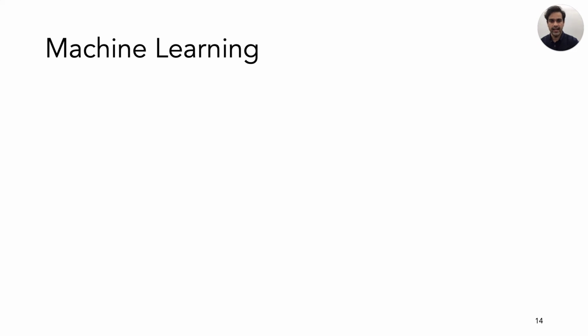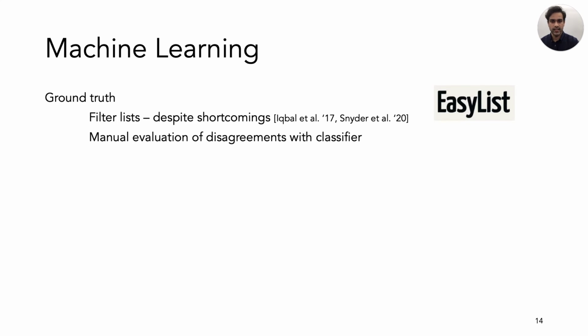After extracting the ad and tracking and functional patterns from the graph, we use them to train a machine learning classifier. As a first step, we label the extracted patterns with ground truth. But unfortunately, we do not have a perfect oracle to determine what is an ad and a tracker. The best thing available to us are filter lists, such as EasyList. And despite their inaccuracies, we rely on them to label ads and trackers. However, since we know that they are unreliable, we manually analyze the disagreements between our classifier's detection and the filter list to check the validity of our classifier.